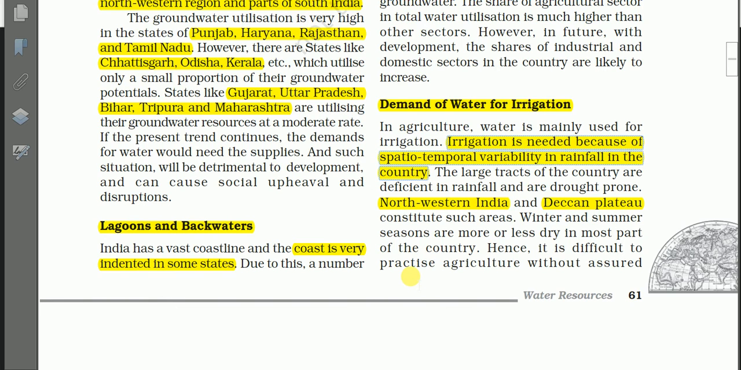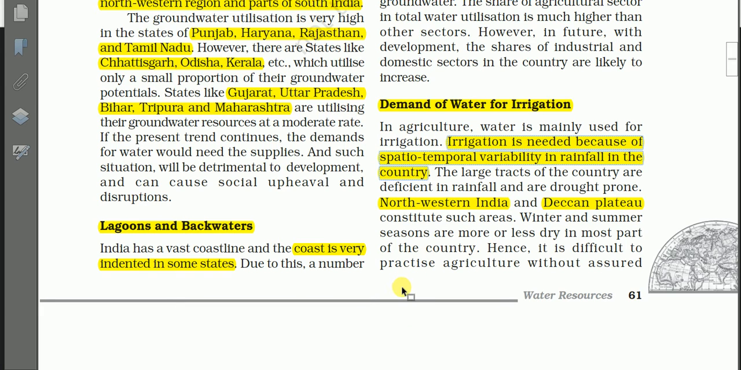Likewise we have temporal variation in the amount of rainfall also. In some seasons, for example during the southwest monsoon season, from June to September, we find a concentration of rainfall in these four months, June, July, August, September. Whereas in the remaining months, especially in the winter season, there is little rainfall. In this way we find temporal variation in rainfall, and that is why we need water for irrigation when there is no rainfall.